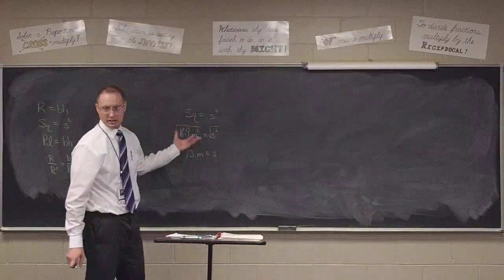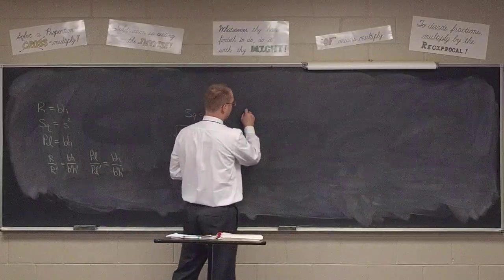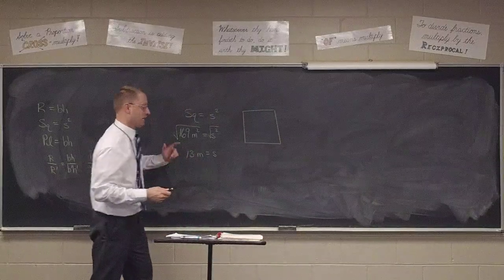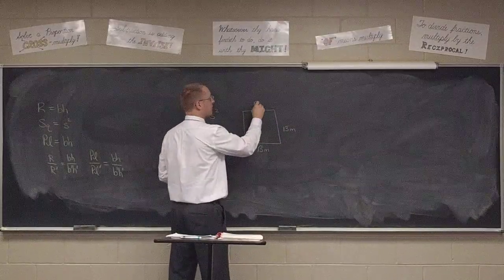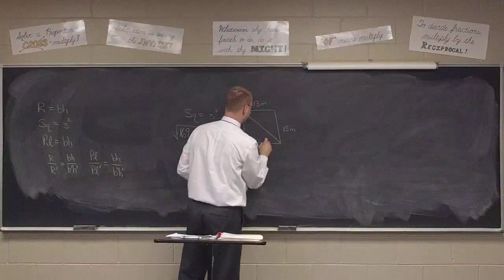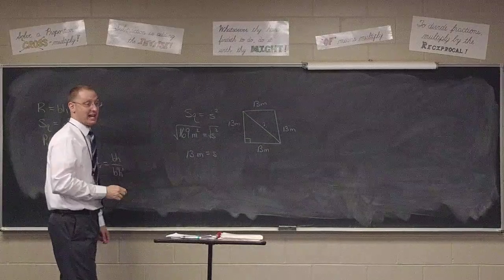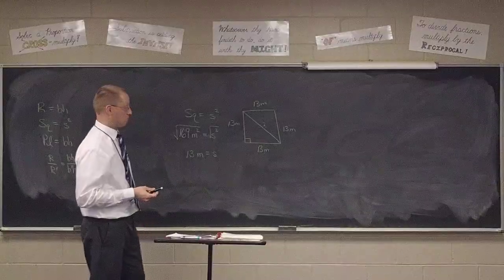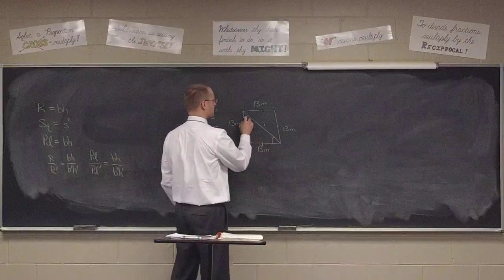Well, I don't have a formula that has the diagonal in it, do I? But if I were to draw a picture of a square, and label what I did find, that each side is 13 meters, then perhaps I could find the length of a diagonal. And what would the length of the diagonal be? It's a 45, 45, 90. So what should we have gotten?